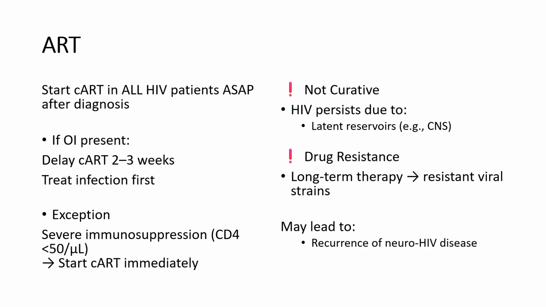The exception for not delaying ART even when they have an opportunistic infection is severe immunosuppression, like fewer than 50 CD4 positive T cells per microliter, where you cannot wait for the opportunistic infection to resolve.